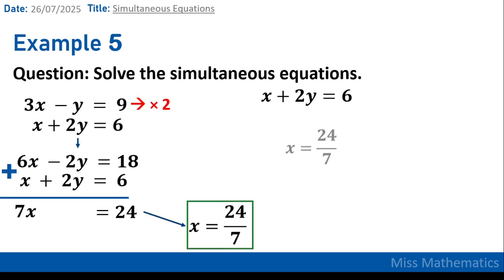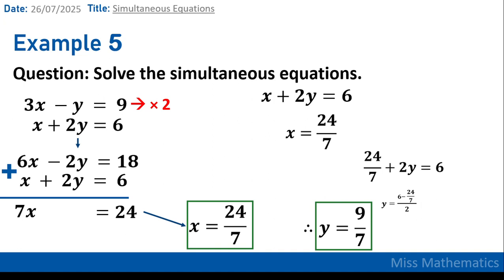We can use this back and substitute it in the equation. 24 over 7 plus 2y is equal to 6. So therefore, if we rearrange, y is equal to 9 over 7. Be careful when you're subtracting the fractions.